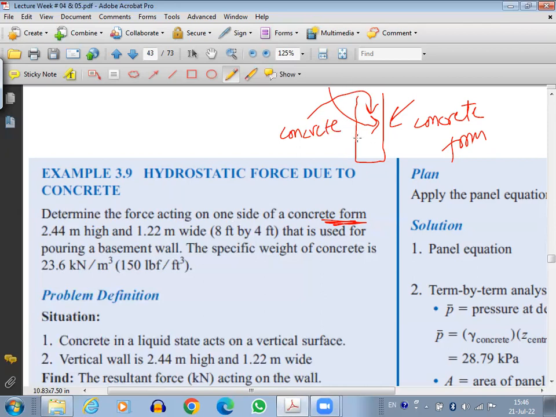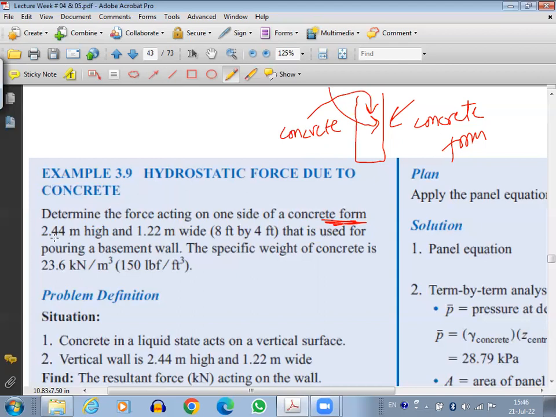So you put the concrete here. Obviously, the concrete is a liquid. Initially, it is liquid. Later on, when it solidifies, it becomes solid. But initially, it is liquid, so it is a liquid which is going to apply hydrostatic force on the walls. So we want to find out how much will be the hydrostatic force on one of the walls.